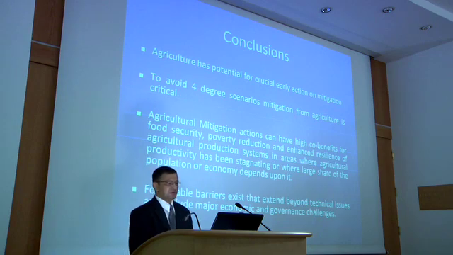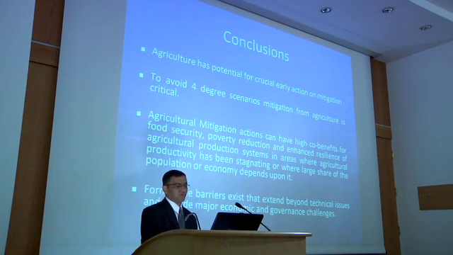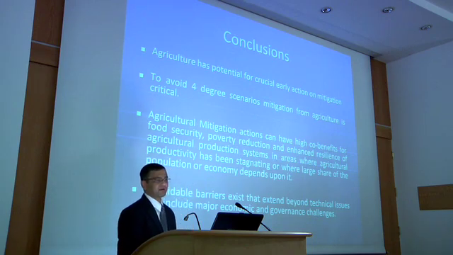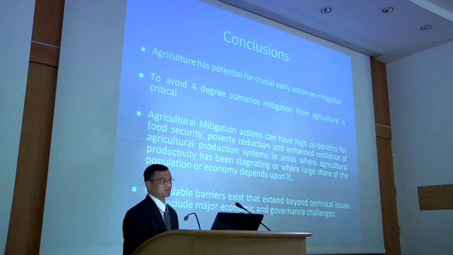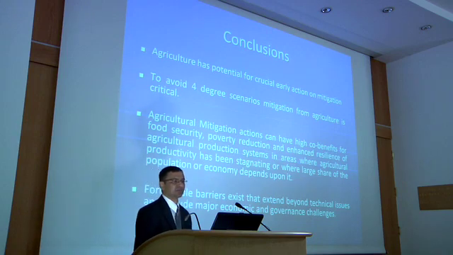And in addition to formidable barriers that exist in the form of technical issues, there are economic and governance challenges that must be addressed, and there must be a structure put in place that can facilitate greenhouse gas mitigation from the agriculture sector in the developing countries.